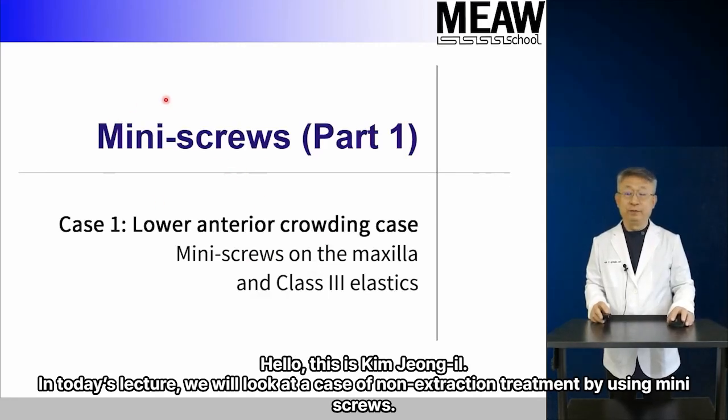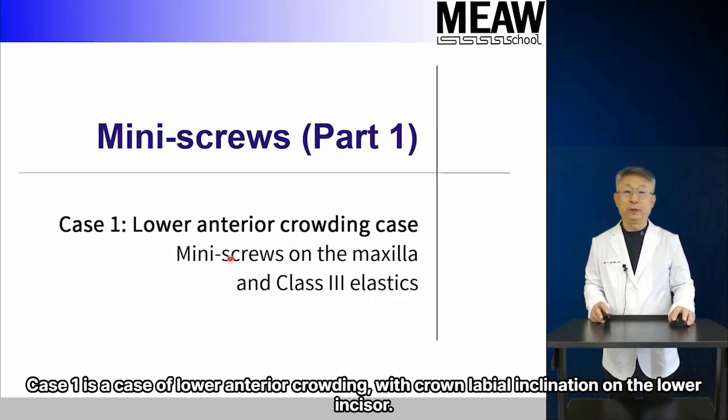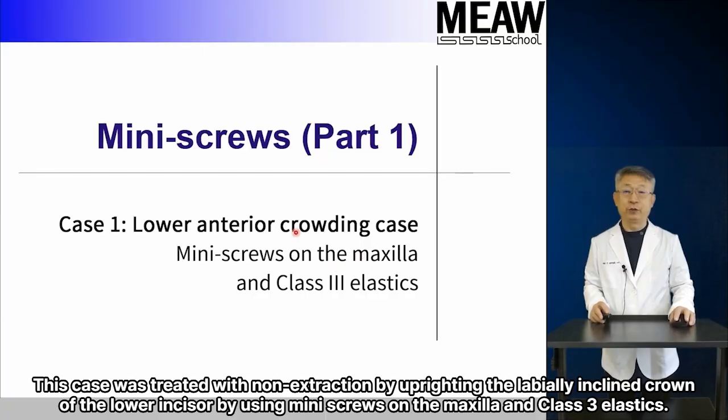In today's lecture, we will look at a case of non-extraction treatment by using mini-screws. Case 1 is a case of lower anterior crowding, with crown labial inclination on the lower incisor. This case was treated with non-extraction by uprighting the labially inclined crown of the lower incisor by using mini-screws on the maxilla and class 3 elastics.